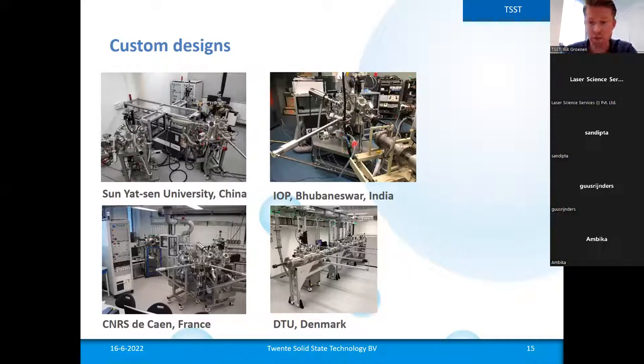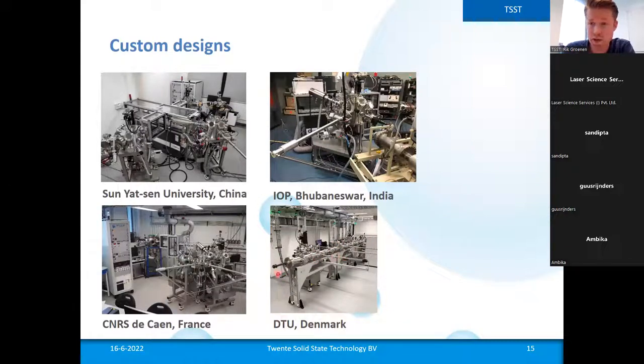ultra high vacuum, 10 minus 10 millibars of pressure, you need to do a thorough bakeout. So the system will be placed on the table. You can wrap a tent around it and really have a very homogeneous bakeout. A system in France, a nice example of having an evaporation chamber with a PLD system connected by a load lock. And also I'd like to point out this is a product that we recently shipped to DTU Denmark.